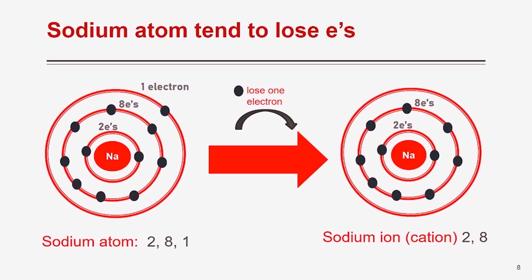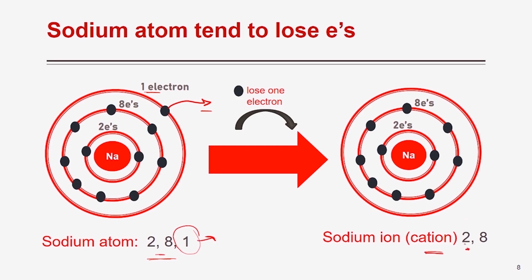For example, the sodium atom has 11 electrons, 2 in the first level, 8 in the second level, and the third level is left with only one single electron. This electron is the sodium valence electron. For the sodium atom to reach the electronic configuration of the nearest noble gas, neon, that has 10 electrons, the sodium atom loses the single electron and becomes a sodium ion. We also call the sodium ion a cation.